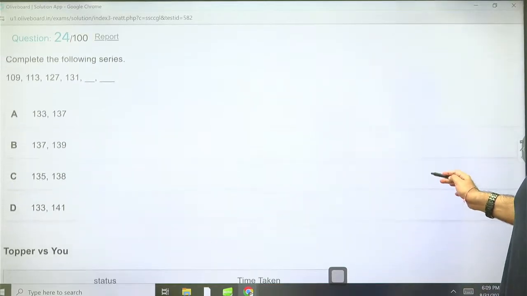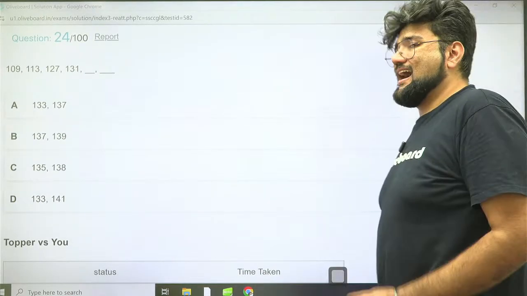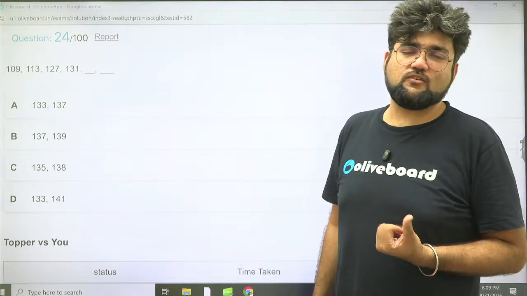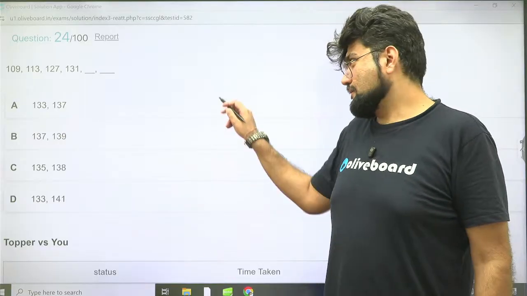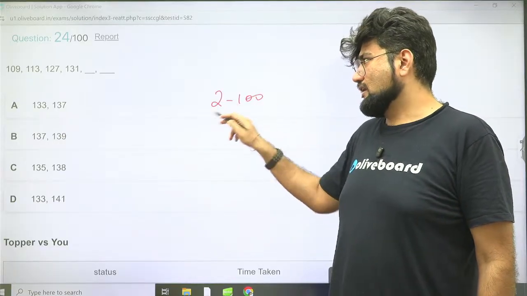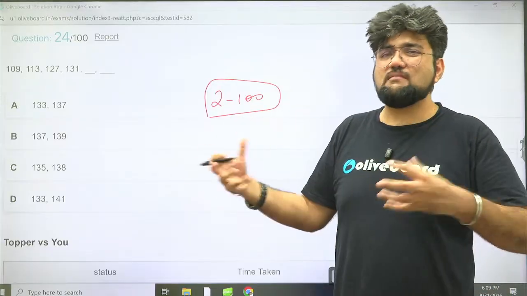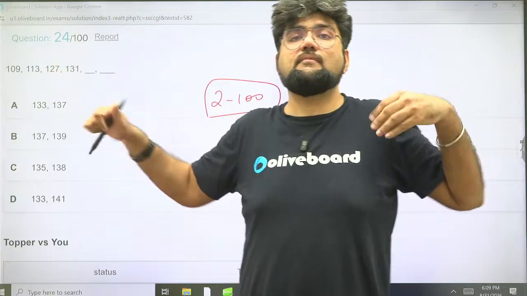Next, complete the following series. Now, this is something which is pure knowledge based. I repeatedly tell you in my classes, especially for the prerequisites of number based questions, please remember the first 100 prime numbers. So a lot of people remember the range from 2 to 100. These are not 100 prime numbers. This is a range between which there are some prime numbers. I want you to remember the list of the first 100 prime numbers.